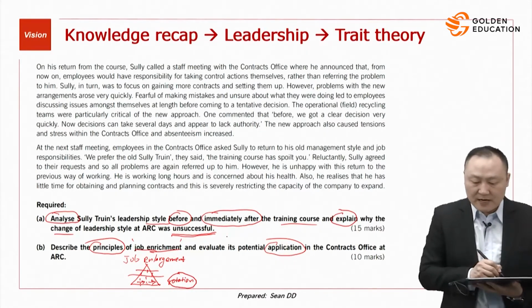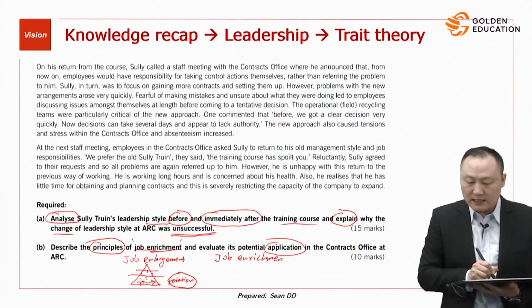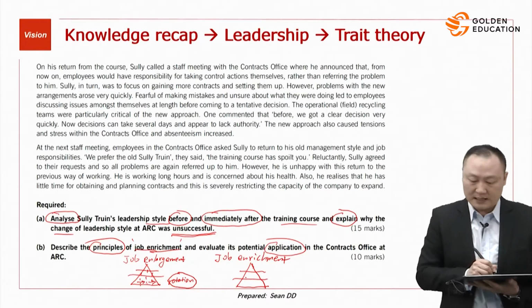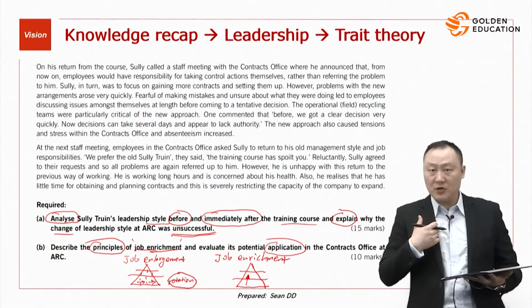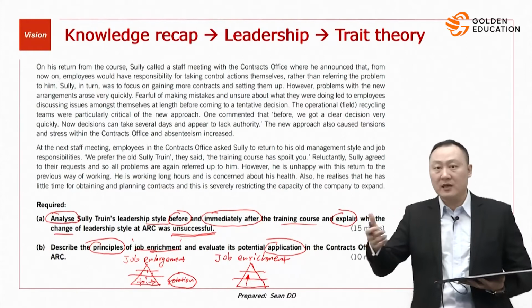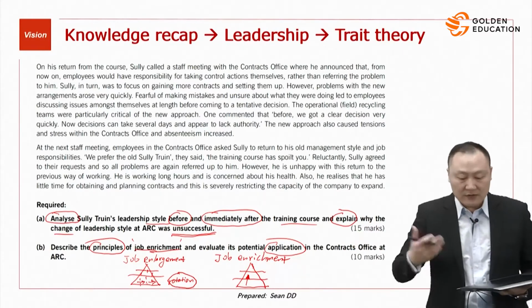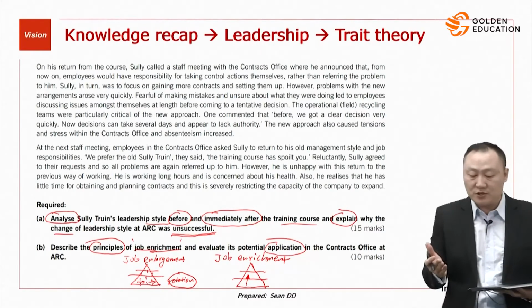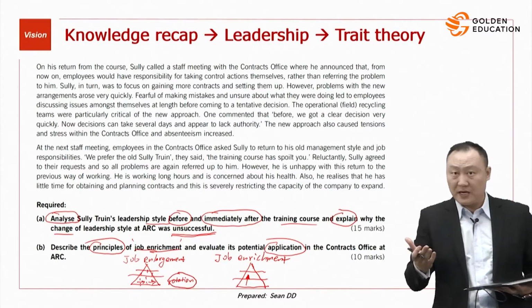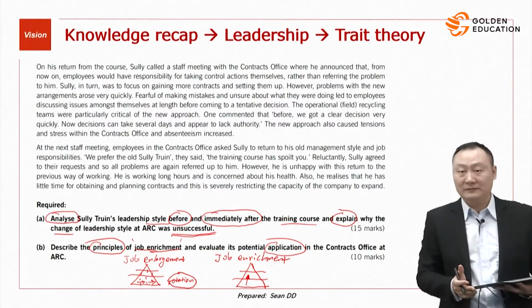But job enrichment is totally different. This is about to increase the job load of employee vertically. In simple English, I want my staff to do some management work for me so that my time could be freed up to do something even more meaningful to the company. So this is job enrichment. And the question number B wants you to talk about the job enrichment possibility in the company called ARC.